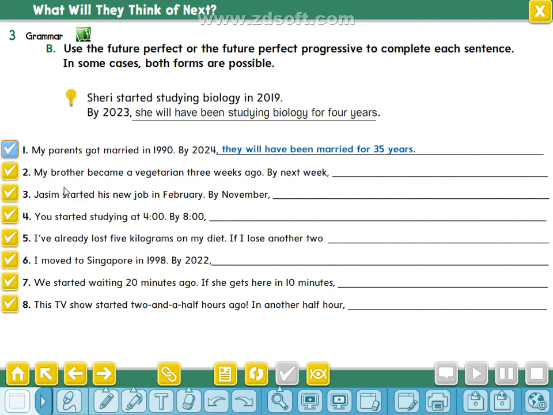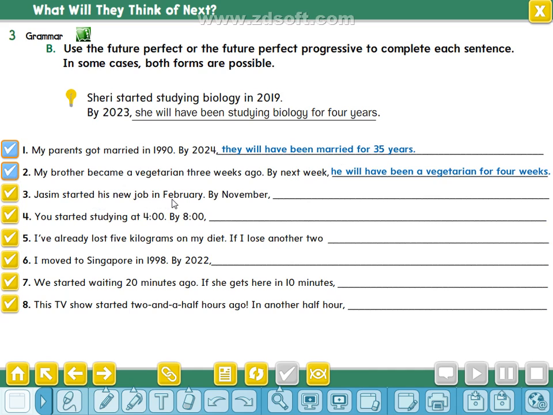My brother became a vegetarian. Vegetarian means someone who eats only vegetables. Three weeks ago my brother became a vegetarian. Three weeks ago. By next week, the duration is 4 weeks. So we can say that by next week my brother, yes, excellent, will have been, or will have become, a vegetarian for 4 weeks.